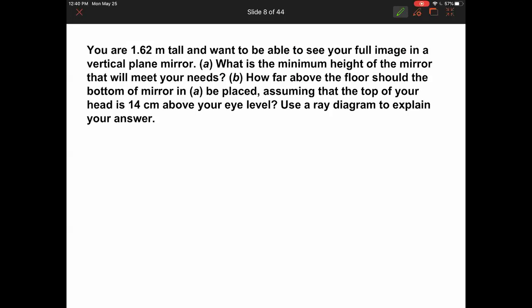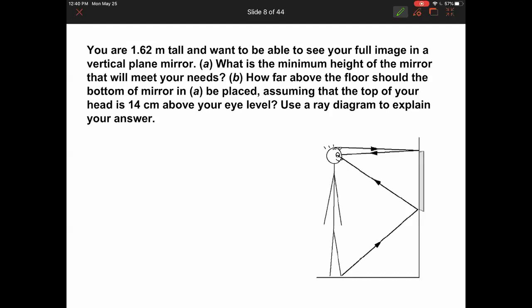Well, one of the things we have here is, if you're standing in front of the mirror like this, the minimum height of the mirror, that means its size, should be about half the size of the object. That means for part A, if I'm looking at the size, then the size should be exactly half of your height. This is for the mirror, not necessarily the image. So the mirror should be half your height, so in this case, 0.81 meters.